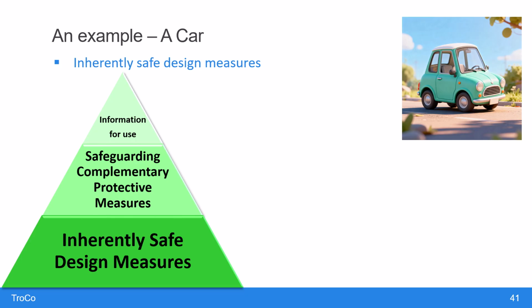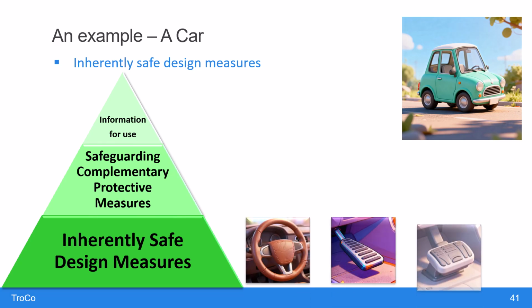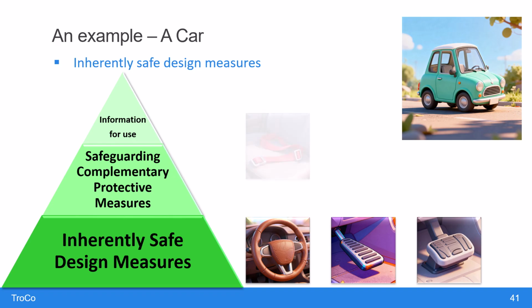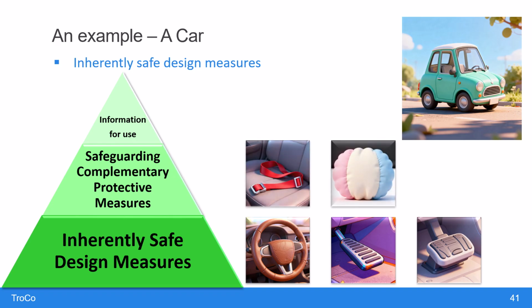Now, let's connect this back to the initial definition of safety function and the car example we had in Part 1. In a car, the steering, the gas pedal, and the brake pedal belong to Step 1, inherently safe design. They directly influence how the machine behaves, and they help avoid dangerous situations before they occur. Then we have the seatbelt and the airbag. These fall under Step 2, safeguarding. They do not prevent the hazard. Instead, they reduce the harm if an accident happens. This example shows exactly why inherently safe design is always priority number 1, because preventing a hazard is always more effective than trying to protect against it afterward.